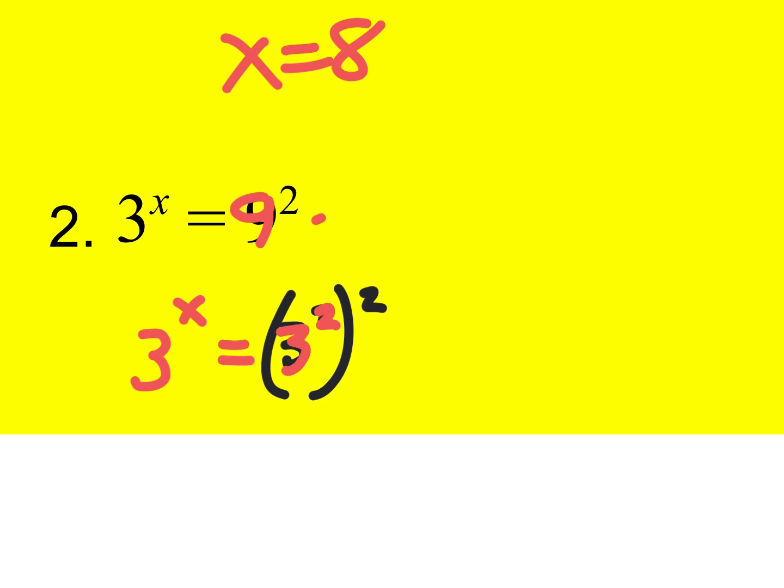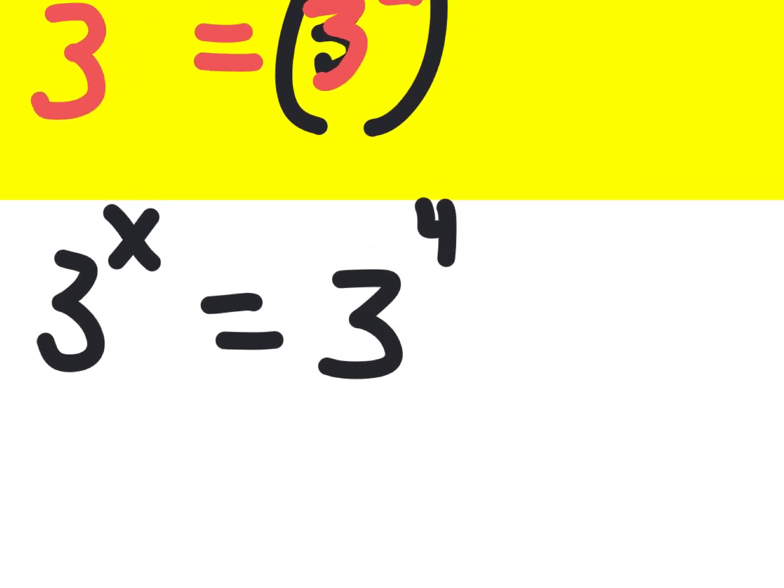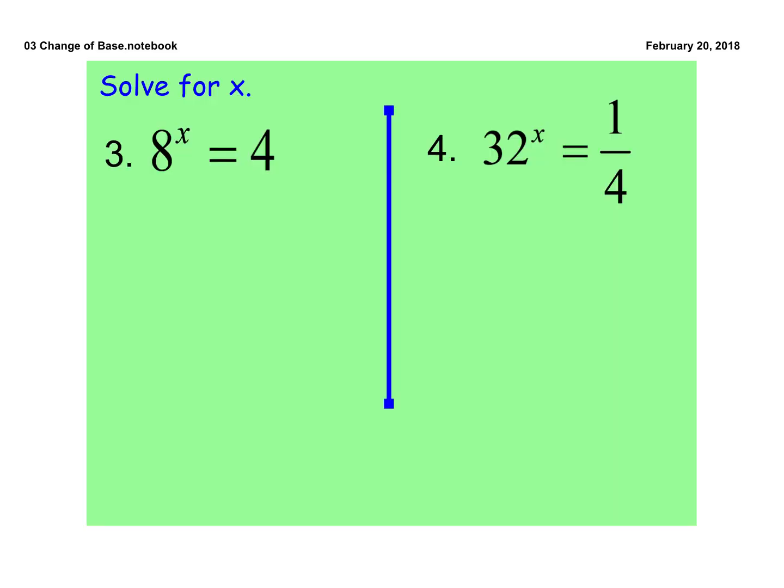If you wanted, you could have made 9 squared into 81, and then been smart enough to go, oh, that's just 3 to the 4th. 3 to the x is equal to 3 to the 4th. But here's the theme for the day: once you make the bases the same, it's easy. Just set the exponents equal. On to the next page.